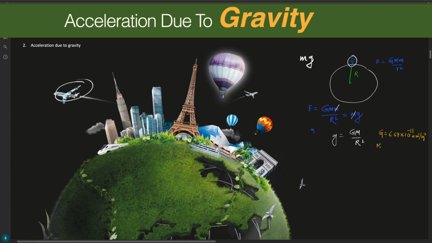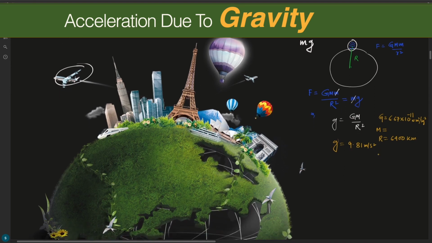And the mass of the earth, I forgot what it is right now, and the radius is approximately 6400 kilometers. So if you plug in all these values, you'll get the value of g, which is near 9.81 meter per second square. That is the approximate value, not the exact value, of the Earth's gravitational acceleration, not universal, sorry.